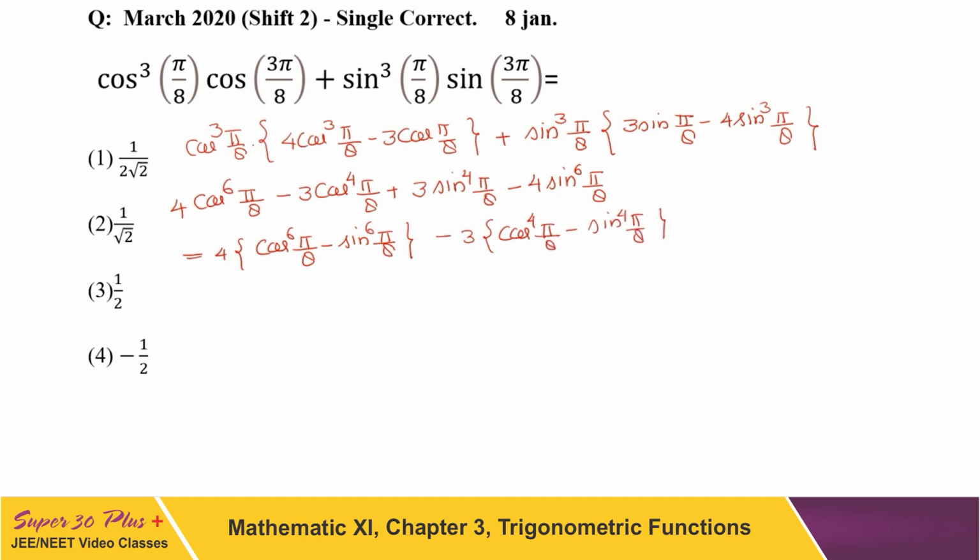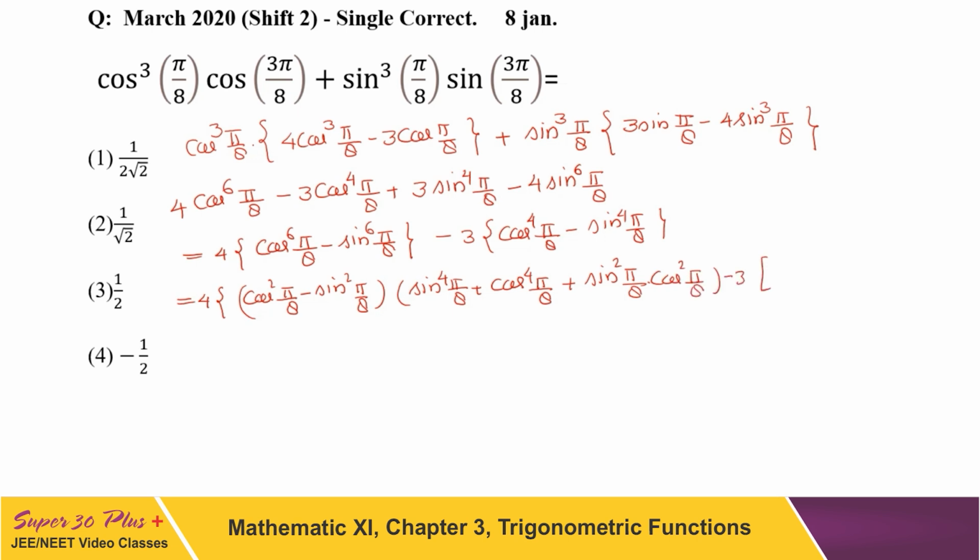Now apply the formula of cos to power 6 and sine to power 6, and cos to power 4 minus sine to power 4. Cos to power 6 minus sine to power 6 means a to power 6 minus b to power 6. It will become 4 times cos square pi by 8 minus sine square pi by 8. Means we are going to apply the formula of a cube minus b cube, and here it is sine 4 pi by 8 plus cos to power 4 pi by 8 plus sine square pi by 8 into cos square pi by 8, minus 3 times cos square pi by 8 minus sine square pi by 8 into cos square pi by 8 plus sine square pi by 8, that is 1.